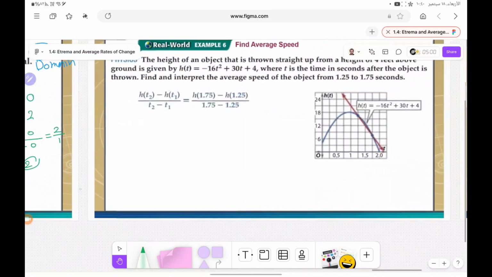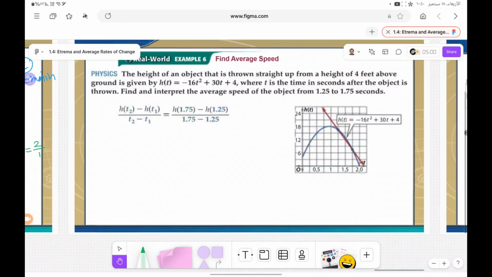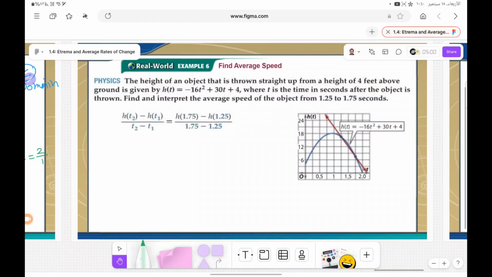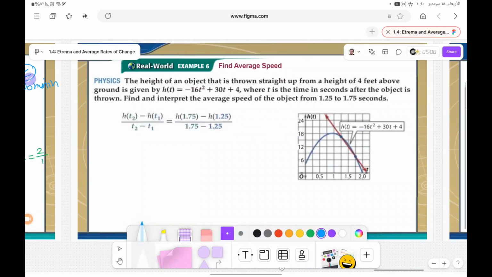Now the last example: how we can find the average rate of change for a real world question. Let's read the question and try to understand it. Always when you have a real world problem, don't focus on all the talking. Just focus on the numbers and on the last sentence, what the question asks you. It will be easier for you to understand the question.